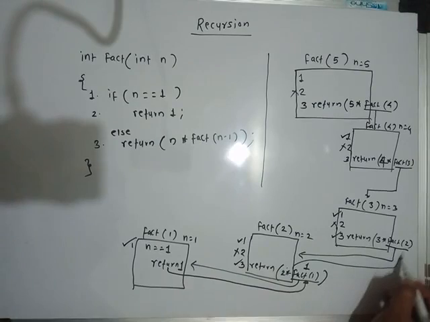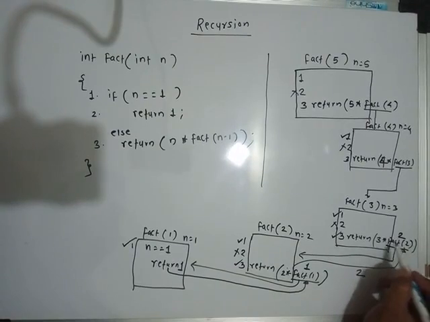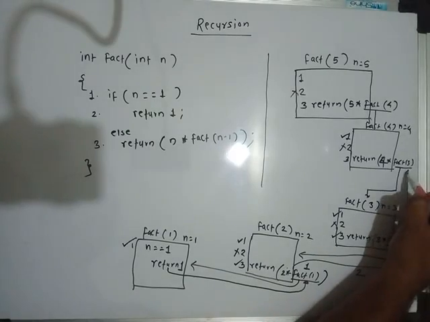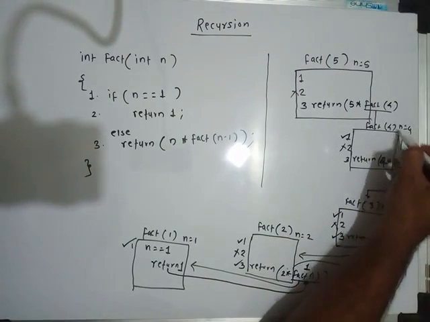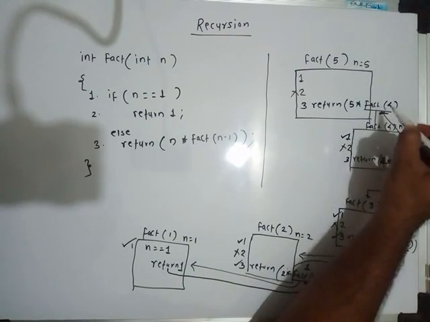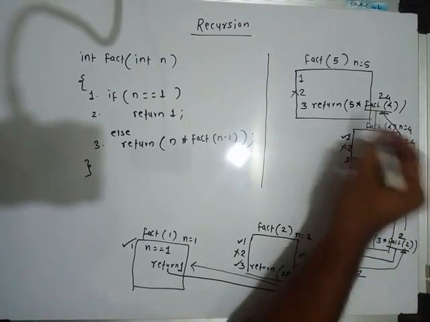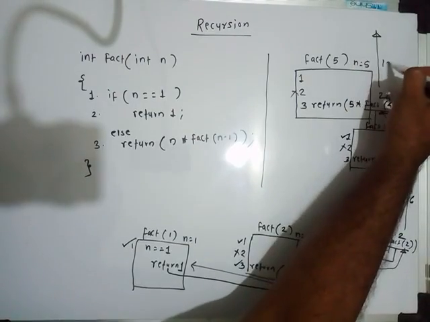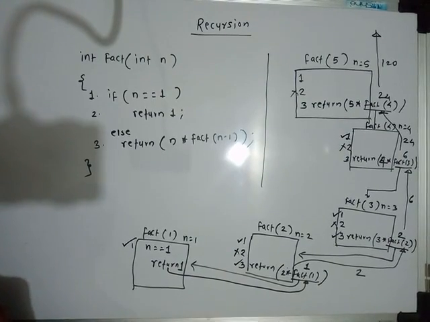So I'll return 2 from here. This 2 will replace this fact of 2 call. Now from here 3 into 2 is 6, so I'll return 6 from here. This 6 will replace this fact of 3 call. So 6 into 4 is 24, so I'll return 24 from here to the function fact of 5. So 24 will replace this. Now 5 into 24 is 120, and so from here I'll return 120 as the answer to the fact of 5 call. So this is how recursion works.